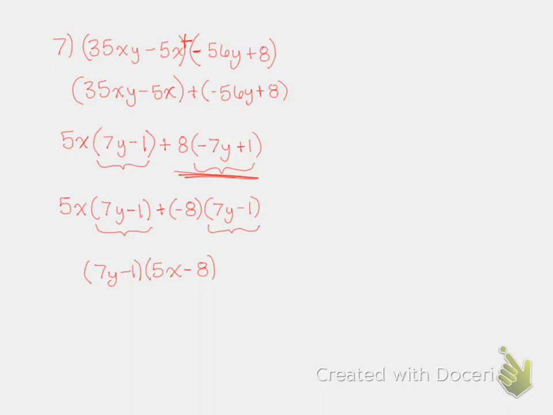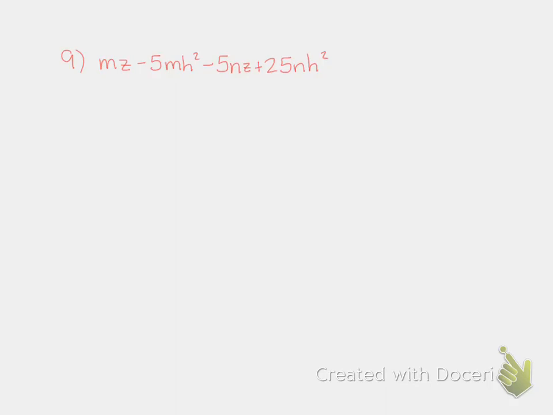So let's look at another one with a negative in between. So if we look at 9, 9 looks really scary. But if you group it right, it's not too bad. Okay? So again, if you have more than one variable, the standard form doesn't really matter. Okay, so we're going to group the first two and last two. Now I'm going to grab that negative, and I'm just going to put a plus sign in between. So I have mz minus 5mh plus negative 5nz plus 25nh squared.